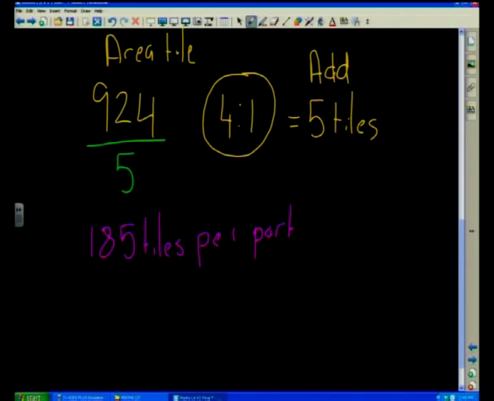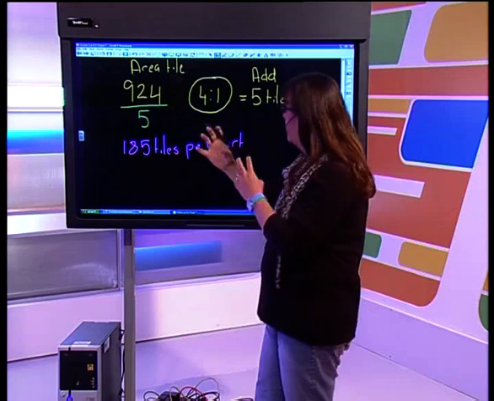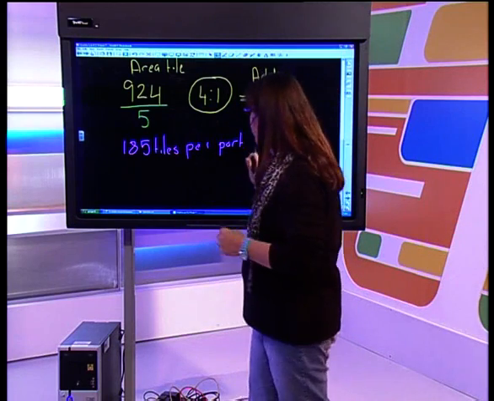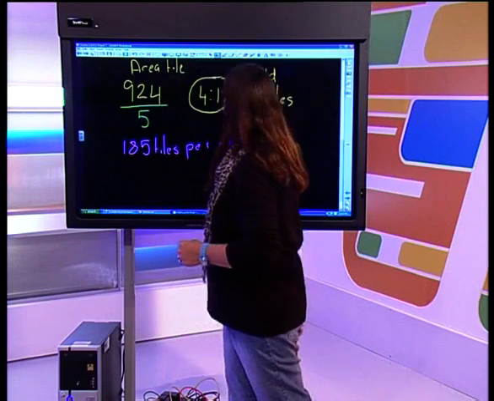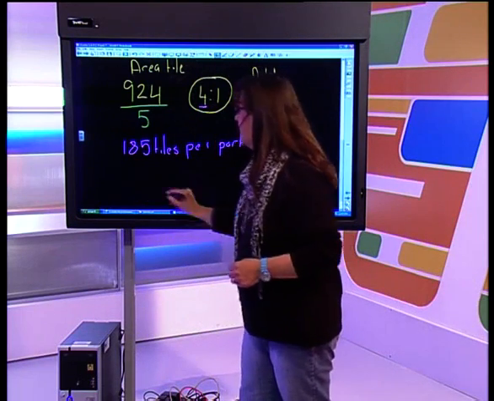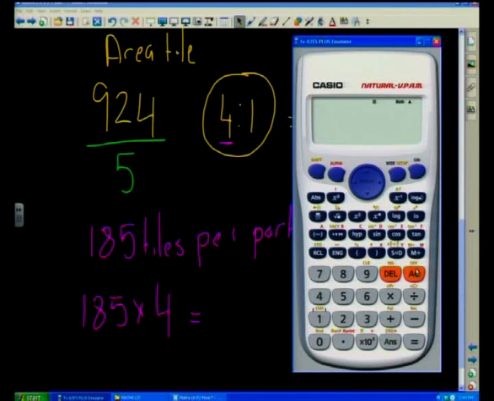Right, so there were 5 parts in one little thing. Remember, it was one grey, 4 black. There were 5, so we got 5 parts. So it's per part. But I actually had 4 black parts. So I'm going to take my 185 and I'm going to times it by 4. And then on my calculator, I can do that. So I had 184 times by 4 parts that were black.